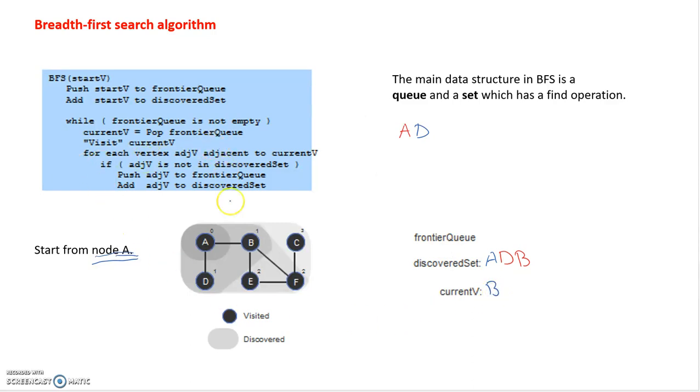Next, we look at all the nodes adjacent to B. What are the nodes adjacent to B? We basically notice that A, E, and F are adjacent to B. A is already in the discovered set. E is not in the discovered set. F is not in the discovered set. So what we do, we add them to the frontier queue as well as the discovered set, both E and F. So the for loop is over. We'll go back to the top of the loop.